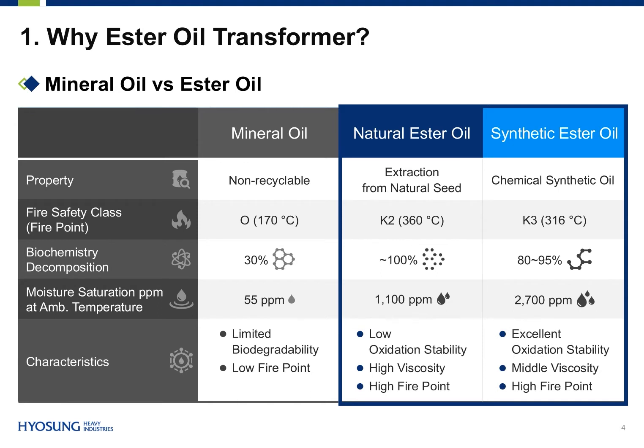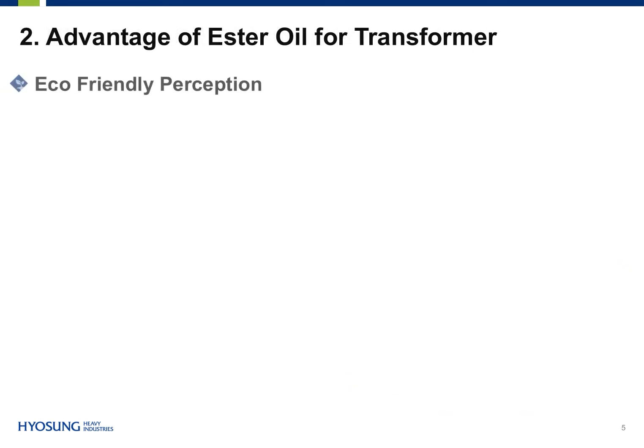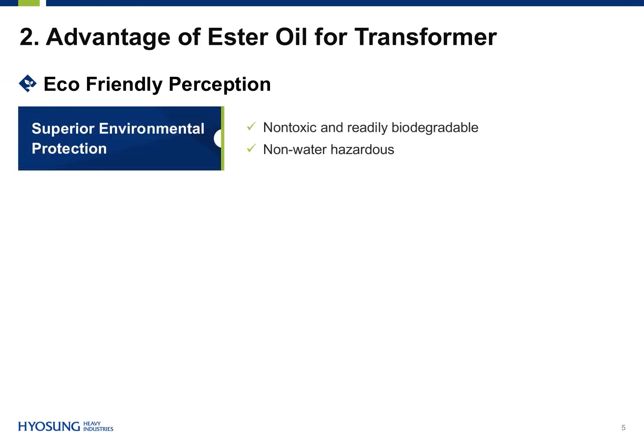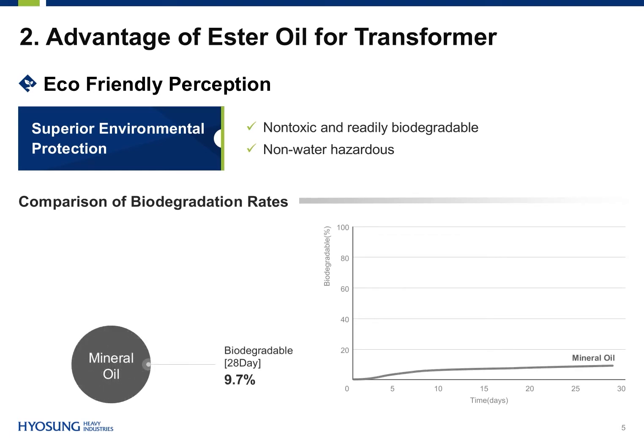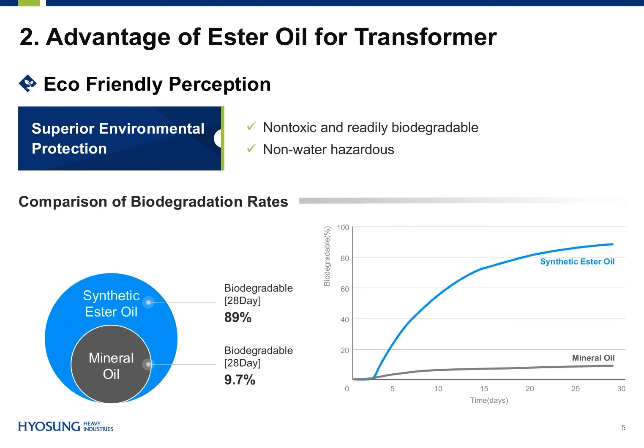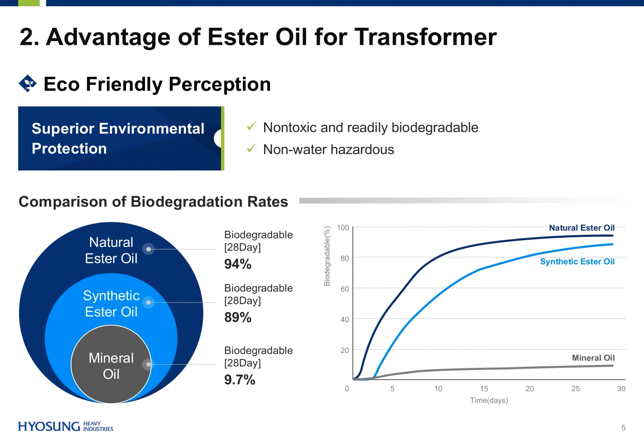When comparing these two types of Ester Oil, synthetic Ester Oil has better oxidation stability than natural Ester Oil. One of the most significant advantages of Ester Oil is that it is non-toxic and readily biodegradable, which makes it a very environmentally friendly material. Even if Ester Oil is leaked, the damage to the surrounding environment would be very limited. As you can see in the graph below, over 28 days, the biodegradation of mineral oil is less than 10%, while synthetic Ester Oil is 89% and natural Ester Oil is 94%.